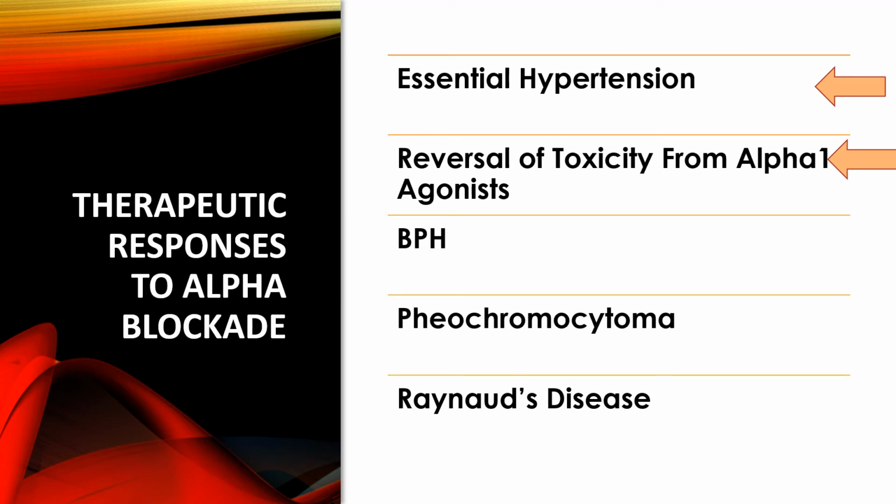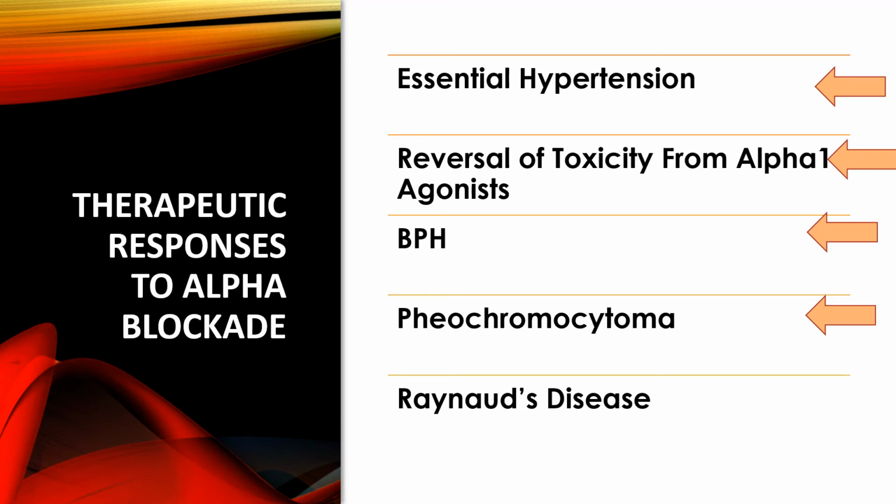Also, it is used in BPH, benign prostatic hyperplasia, where there is an increase in the proliferation of cells in the prostate gland. If we give adrenergic blocking agents, it can decrease the BPH. And also, it is used in pheochromocytoma. As a review, pheochromocytoma is a catecholamine secreting tumor.